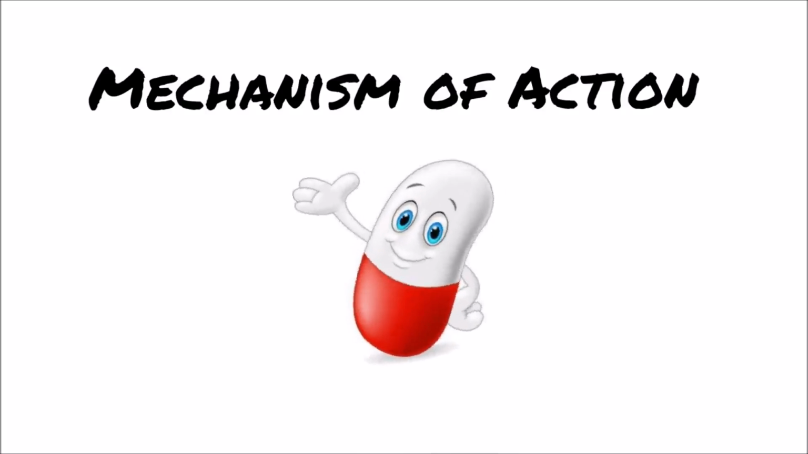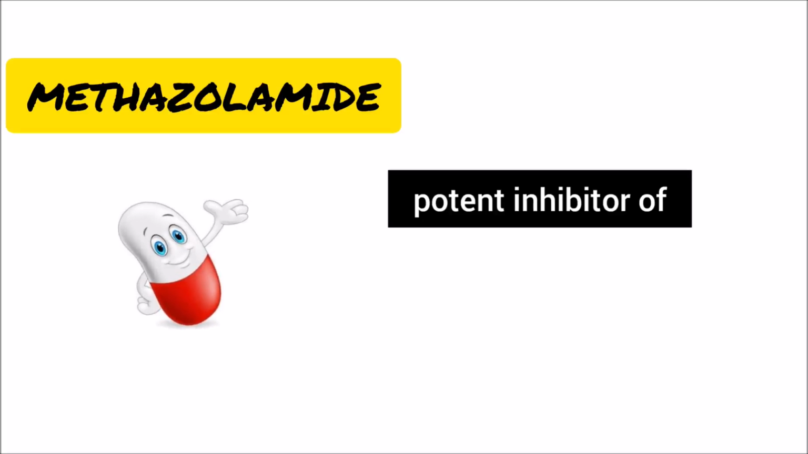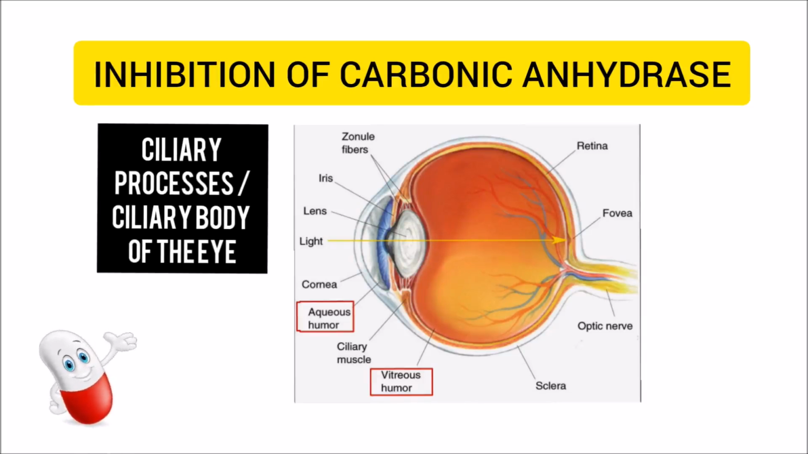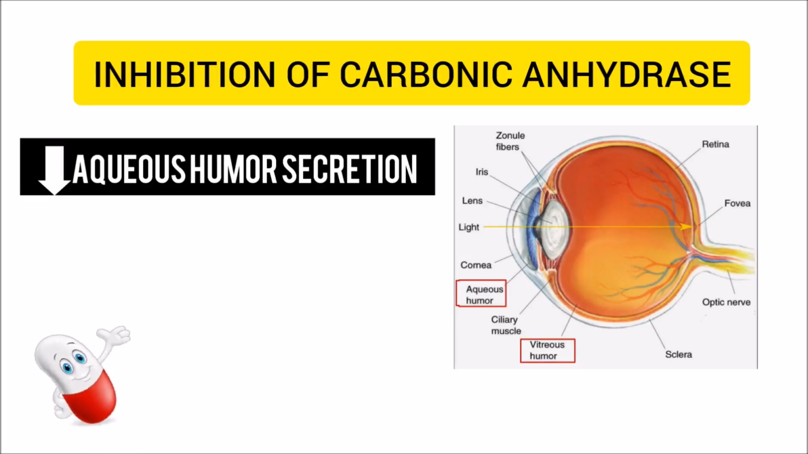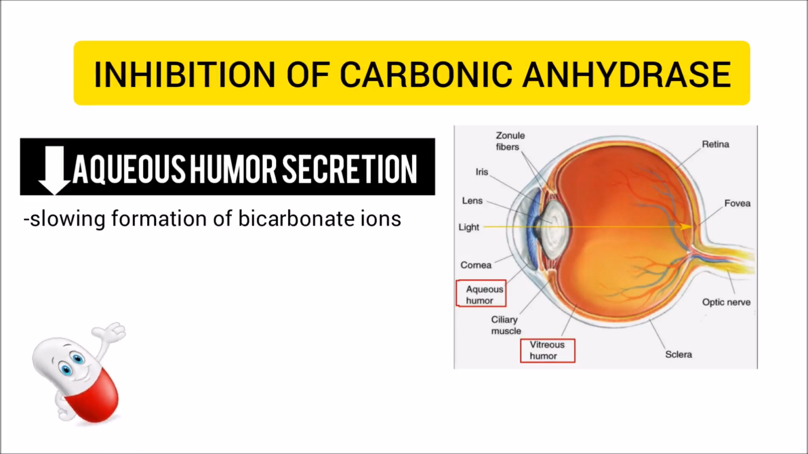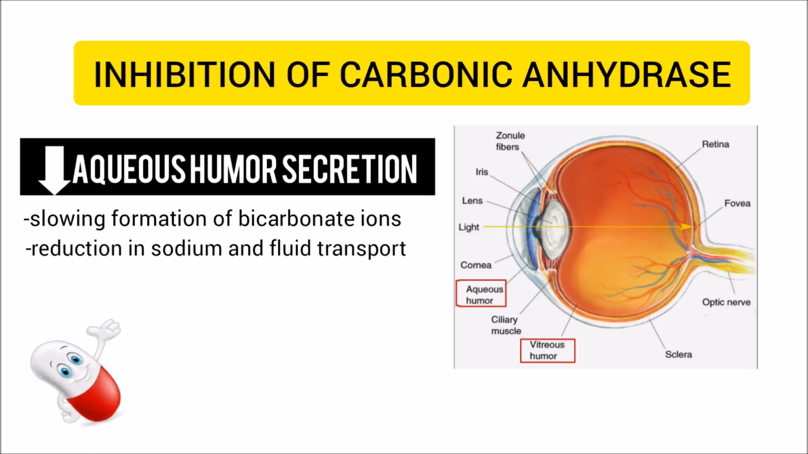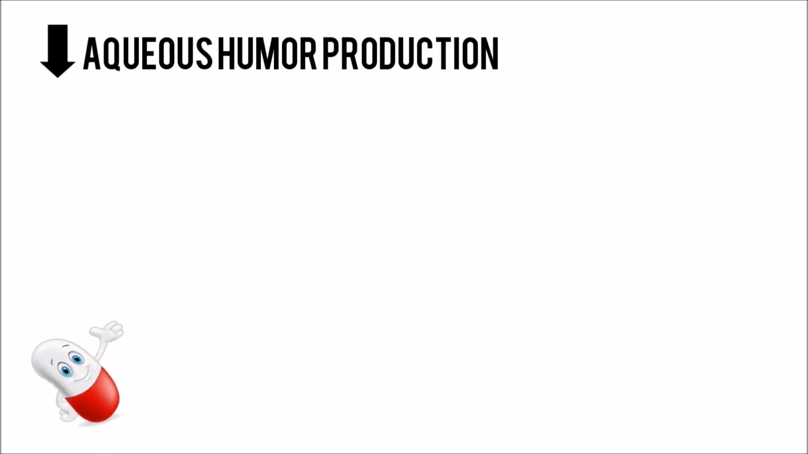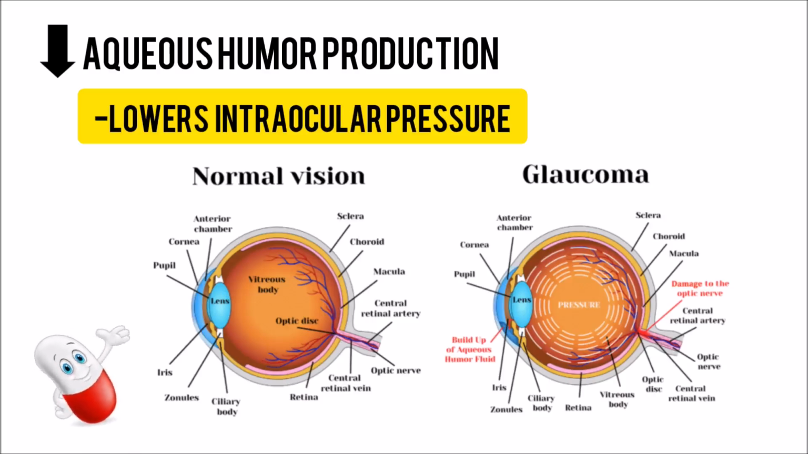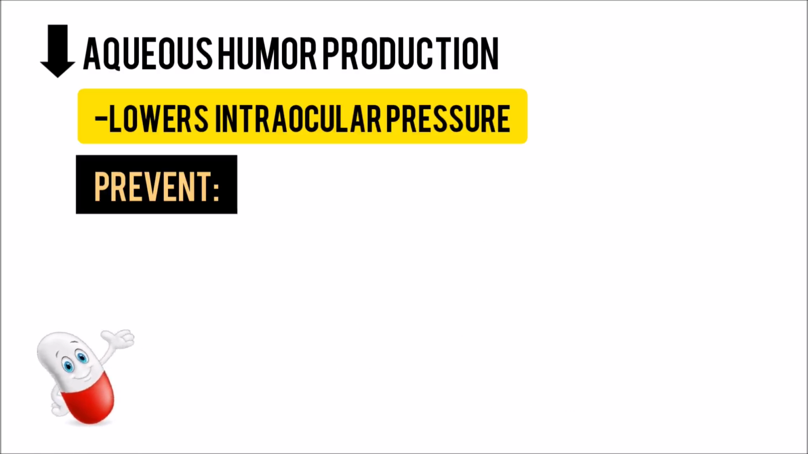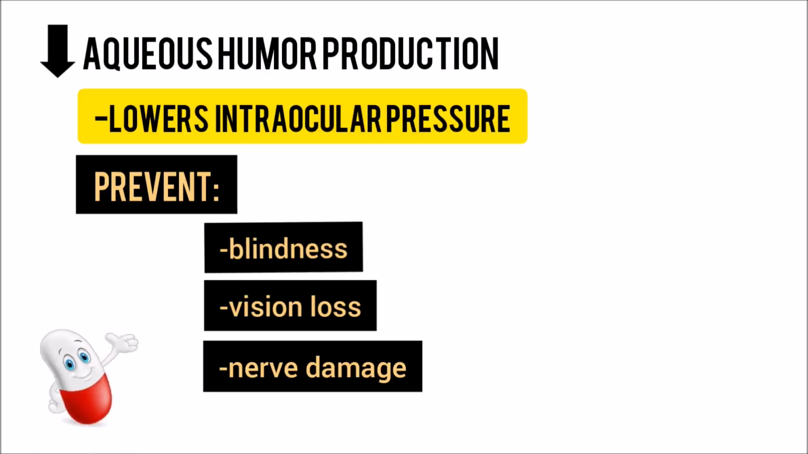Next is my mechanism of action. Methazolamide is a potent inhibitor of carbonic anhydrase. Inhibition of carbonic anhydrase in the ciliary processes or ciliary body of the eye decreases aqueous humor secretion, presumably by slowing the formation of bicarbonate ions with subsequent reduction in sodium and fluid transport. Decreasing the production of aqueous humor lowers the pressure inside the eye, or the intraocular pressure, which helps to prevent blindness, vision loss, and nerve damage.